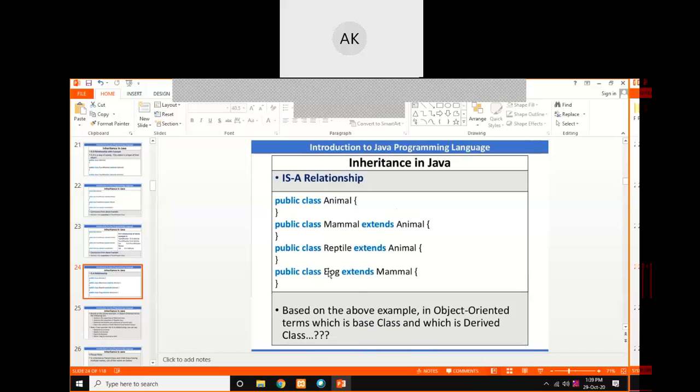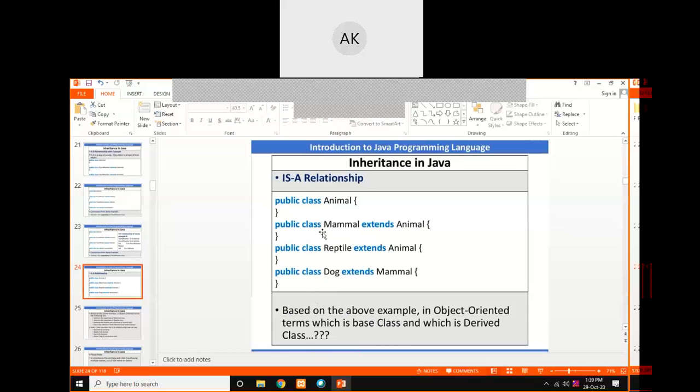Then one more example, if I'm talking about animals and the different types of animal categories. The class animal is the parent or the super class. Then public class mammal, which is extending the animal. Then reptile is also extending the animal. Then dog is extending the mammal. So how can we relate animal, then mammal, then dog? We can say dog is a mammal and dog is an animal. So we now have the is-a relationship.